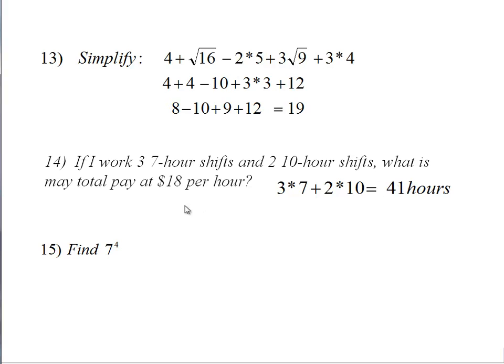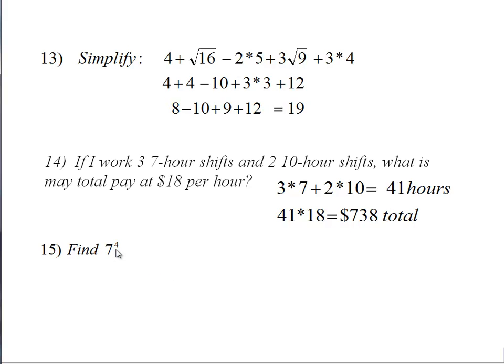And then take your calculator, add those together. Now I have 41 hours, and I get paid $18 an hour. So just type in your calculator 41 times 18 should be 738. That's your total income.